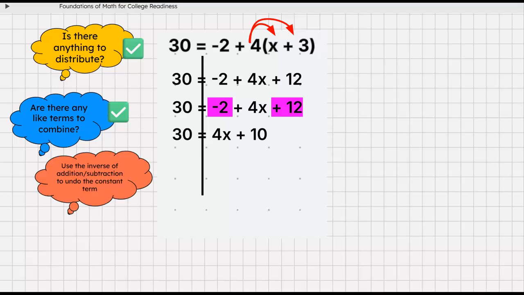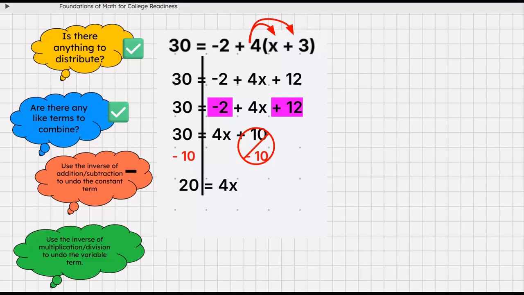Now we have a two-step equation, and we can go straight to solving. So use the inverse of addition or subtraction to undo the constant. So the constant here is positive 10. We need to undo that constant by subtracting 10 from both sides. When we subtract 10 from both sides, we end up with 20 equals 4x.